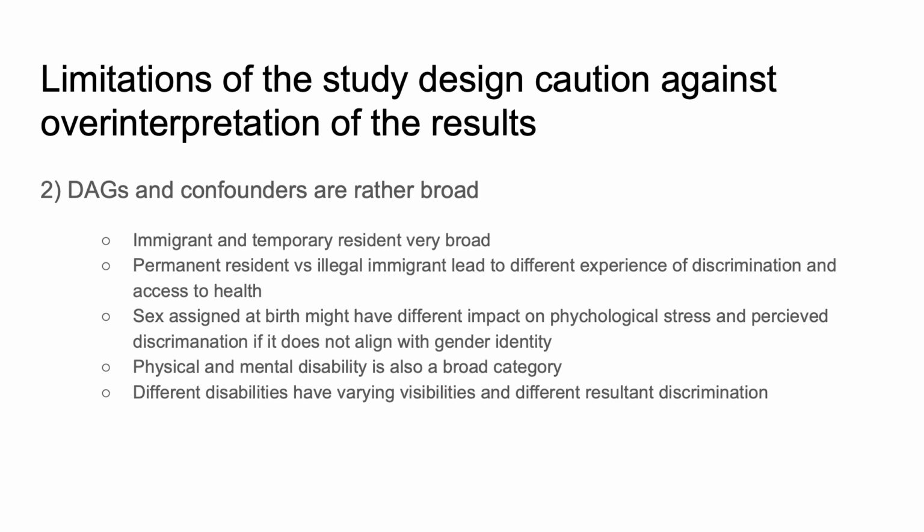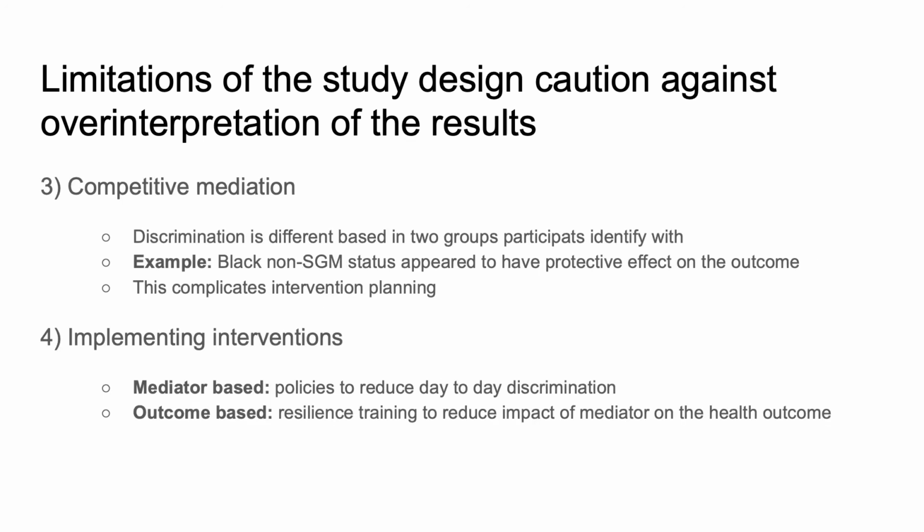Another limitation of the study is the DAGs and confounders that authors use, which are rather broad. A good example is their immigration category. They had categories like immigrant, temporary resident, or citizen from birth. But that immigration category could also be broken down into legal and illegal immigrants, because that would lead to different day-to-day discrimination levels, which would affect the mediator that was very important in this study. Same goes with sex assigned at birth or physical and mental disability. Those categories seemed rather binary, and they are not.